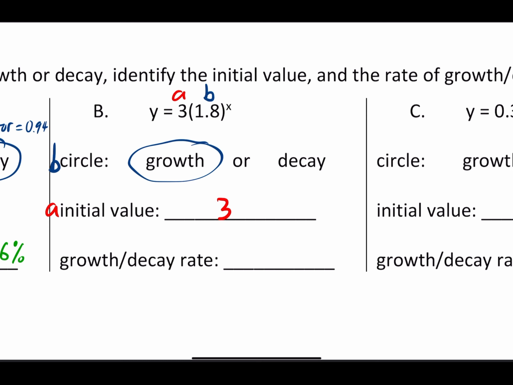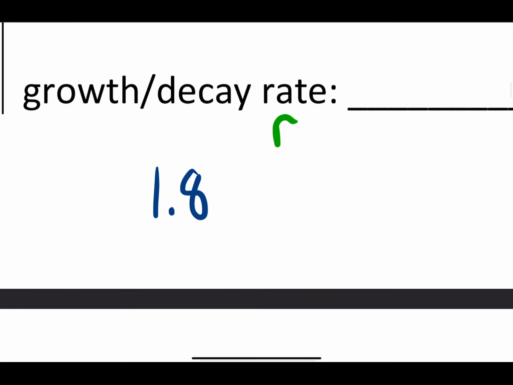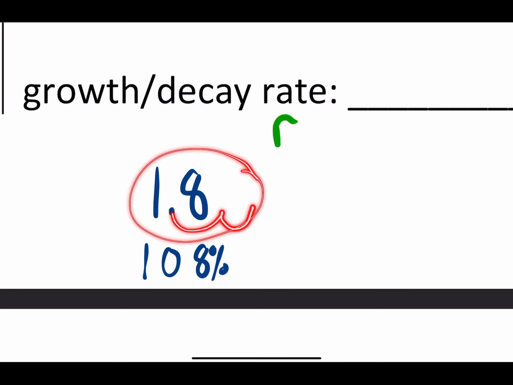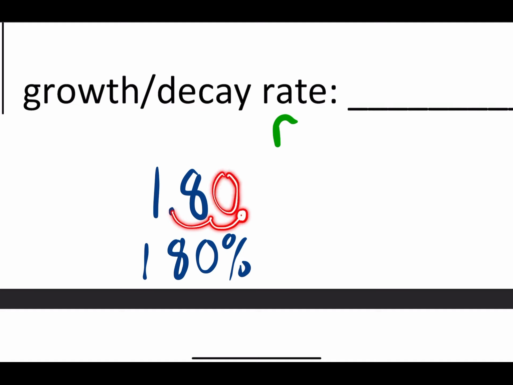That's our y-intercept. And the growth or decay rate comes from if 1.8, which if I wrote this as a percentage, is, sorry, not 108%, 180%. There we go. You move the decimal place over 2 times, so that's 1, move this over, the decimal place is now here, 180%.